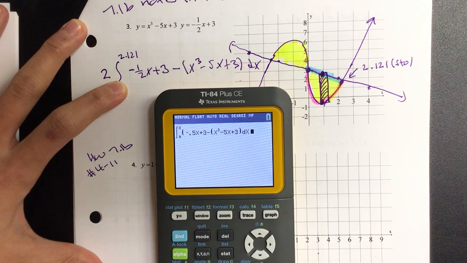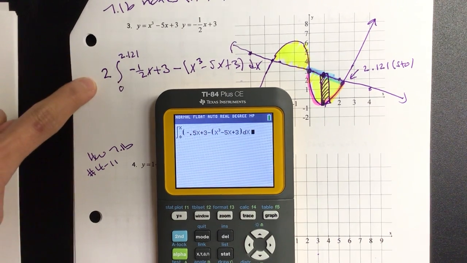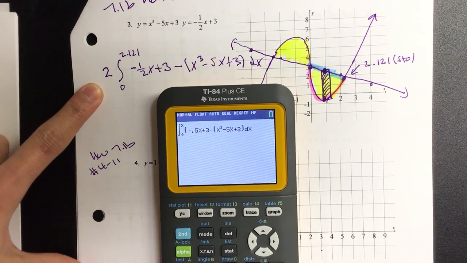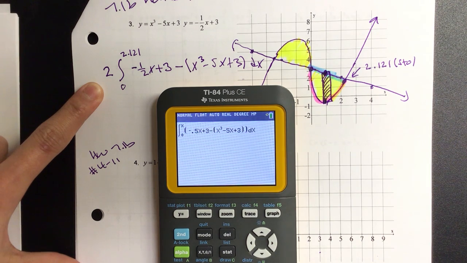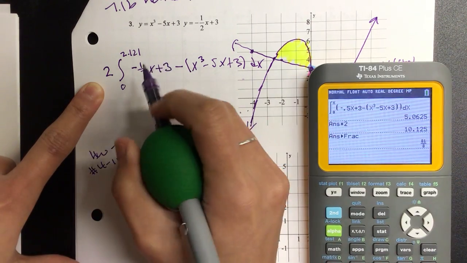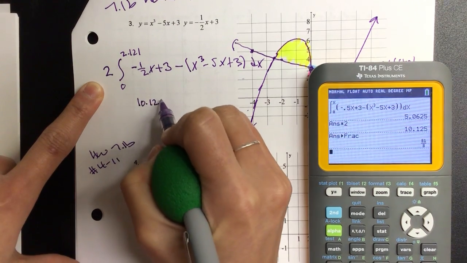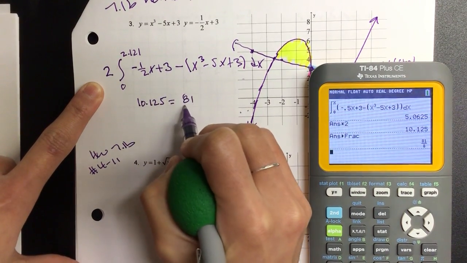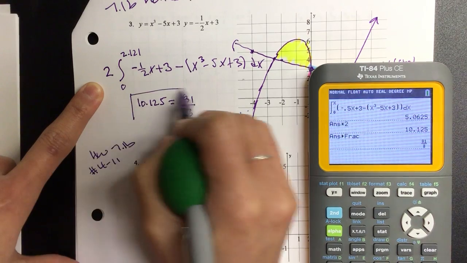When I press enter, it's not going to be the final answer because I forgot to put 2 at the very beginning. So hopefully you have 2 at the beginning. I don't, so I'm going to multiply by 2. And if I want to make this into a fraction, that's perfectly fine, either or. In the end, I have a clean number. So I'm okay with the decimal or the fractional value.